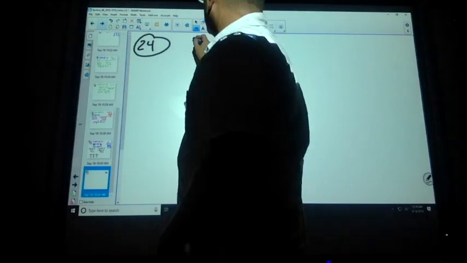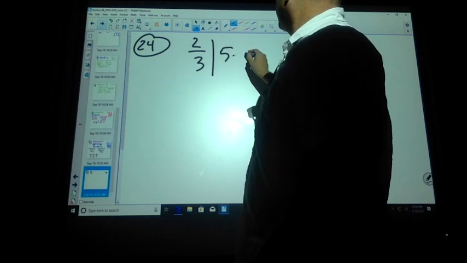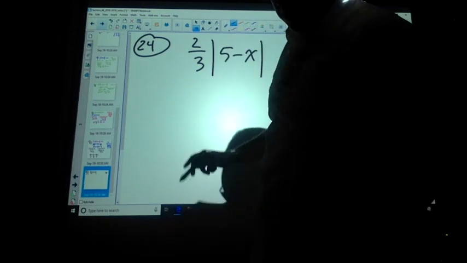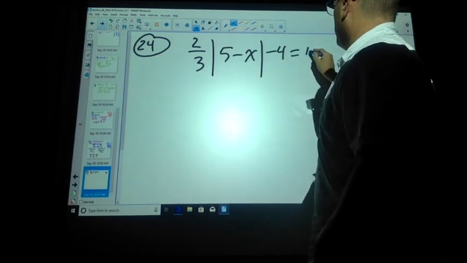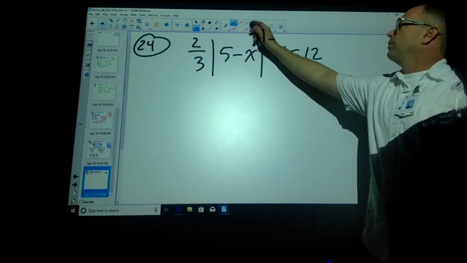Okay, so I have 2/3 times the absolute value of 5 minus x, minus 4 equals 12. That one? Okay. All right. Let's find the critical value first.